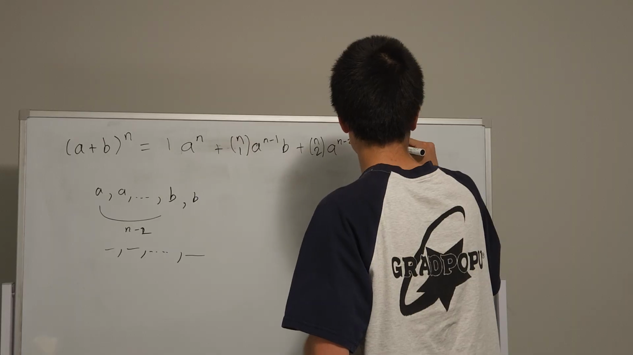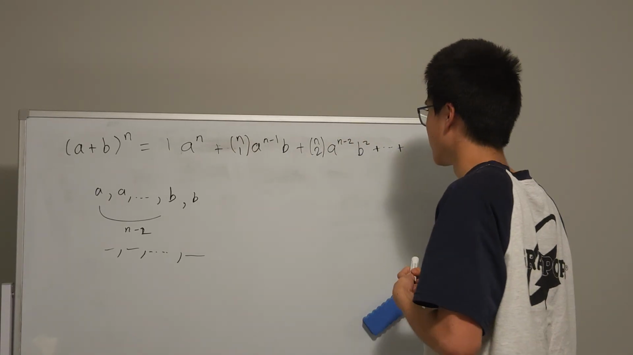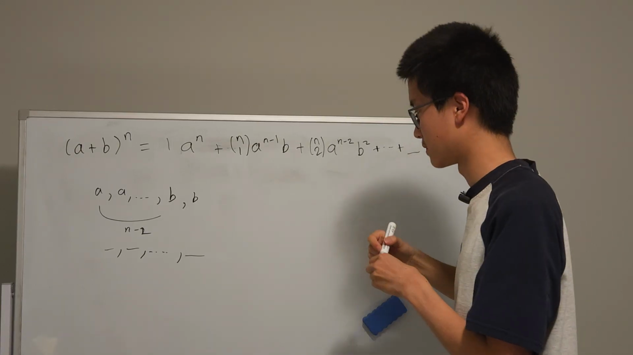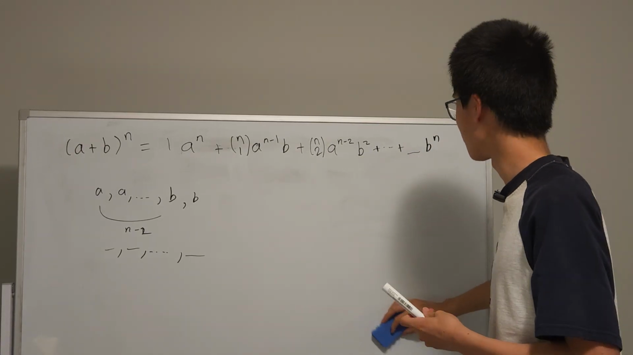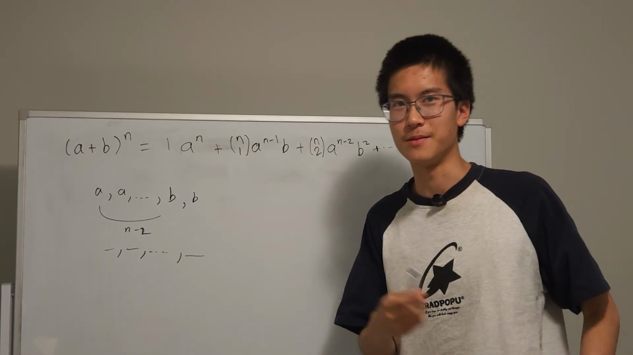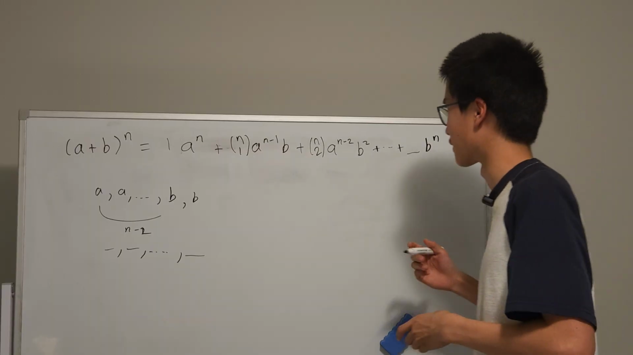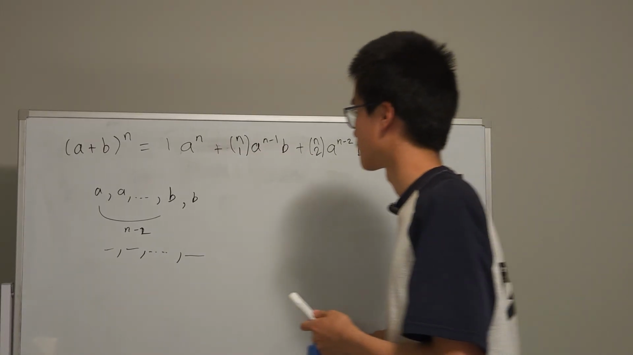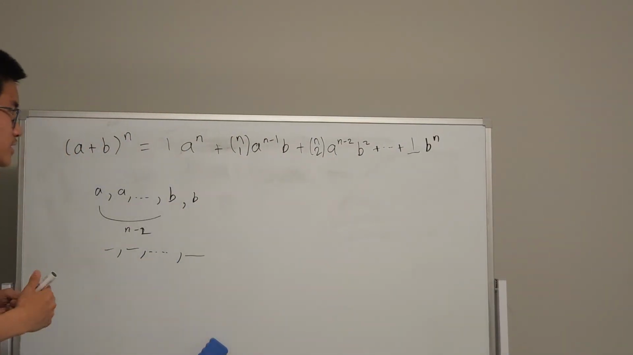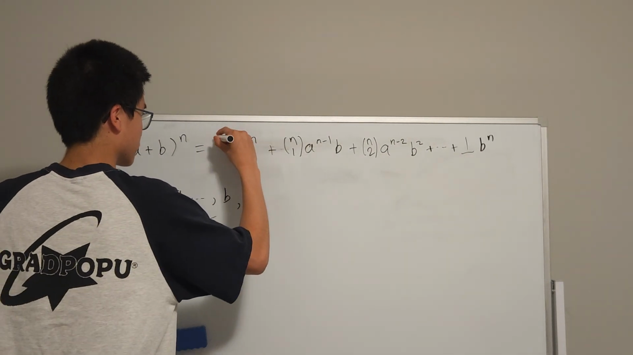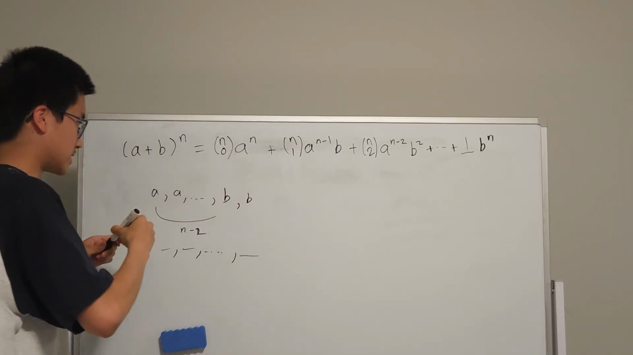So now let's say we continue on and on. And now finally we get to b to the n. Well, there's only one way to rearrange a sequence of n b's. This is just all b's in a row, so therefore it's 1 right here. And actually, instead of writing a 1 right here, I can write n choose 0 instead.